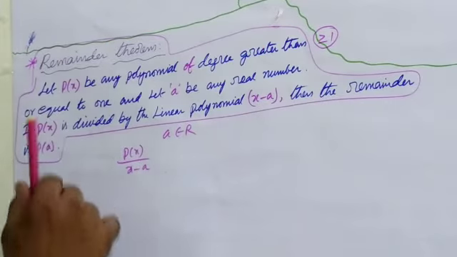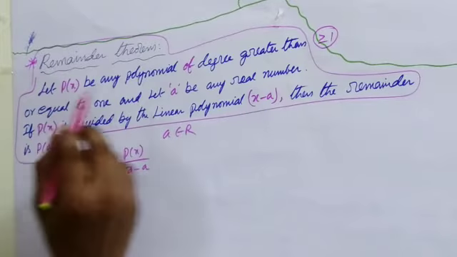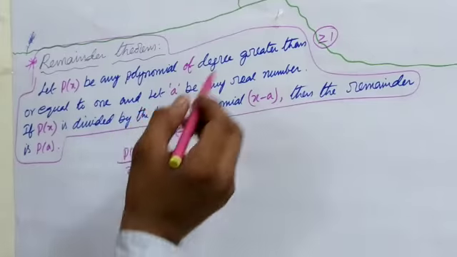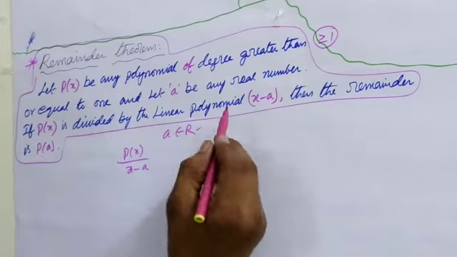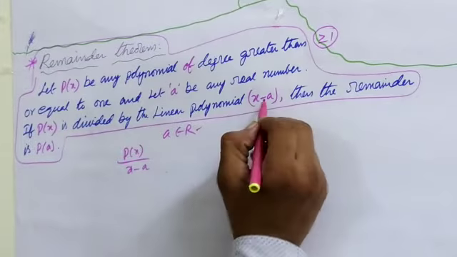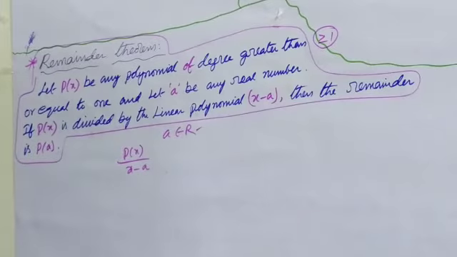Let me read it once more. Let P be any polynomial, which means P is a polynomial in x, that is called P of x, of degree greater than or equal to 1. And let a be any real number. Therefore, if P of x is divided by the linear polynomial x minus a, then the remainder is P of a.